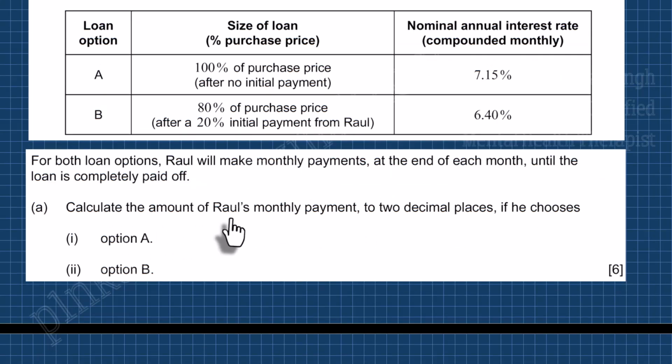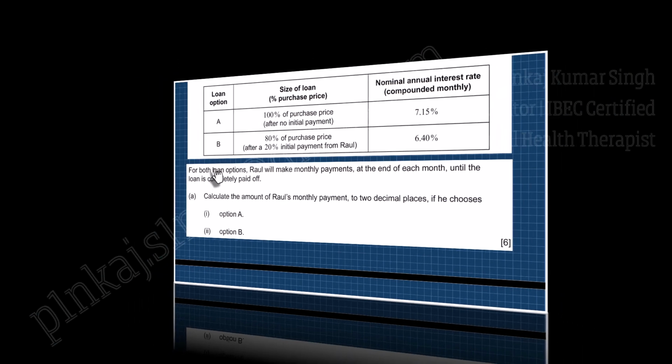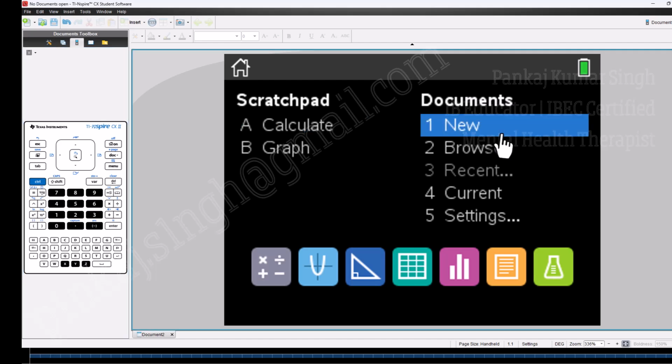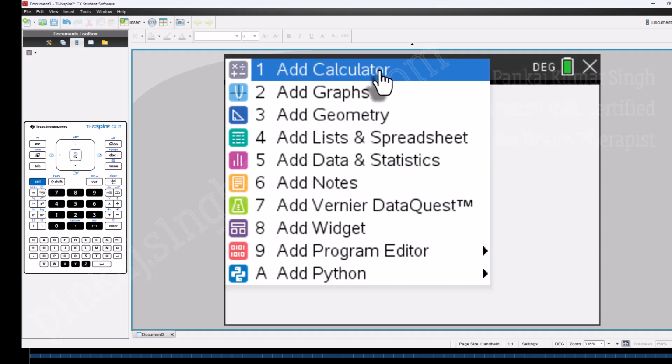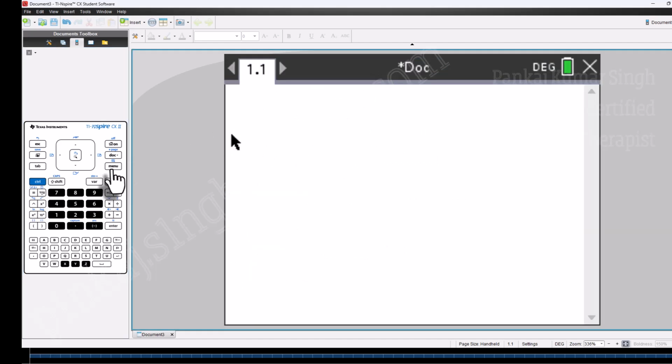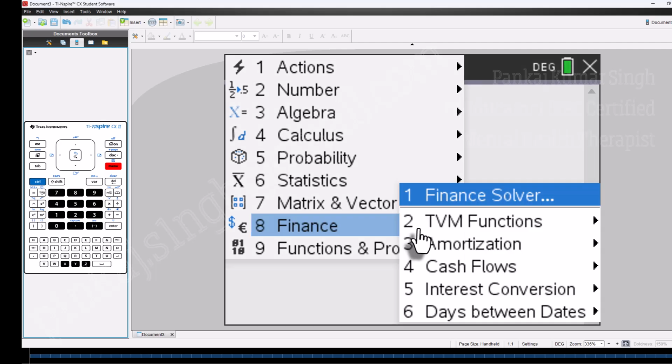Here he is asking us to calculate the monthly payment that he needs to make. He's also mentioned that I need to calculate for 2 decimal places, and I need to do that for option A and also for option B. So I'm going to insert a new document, add a calculator, and then go to menu, choose Finance Solver.